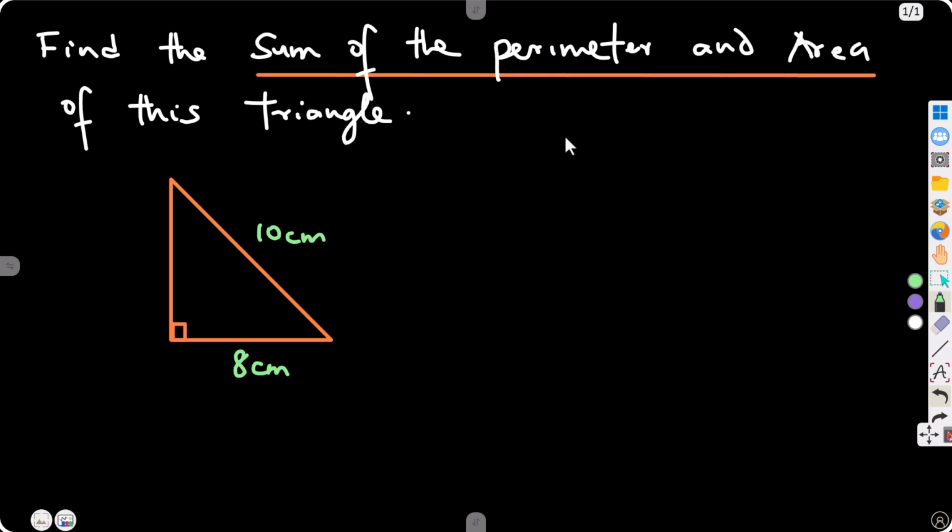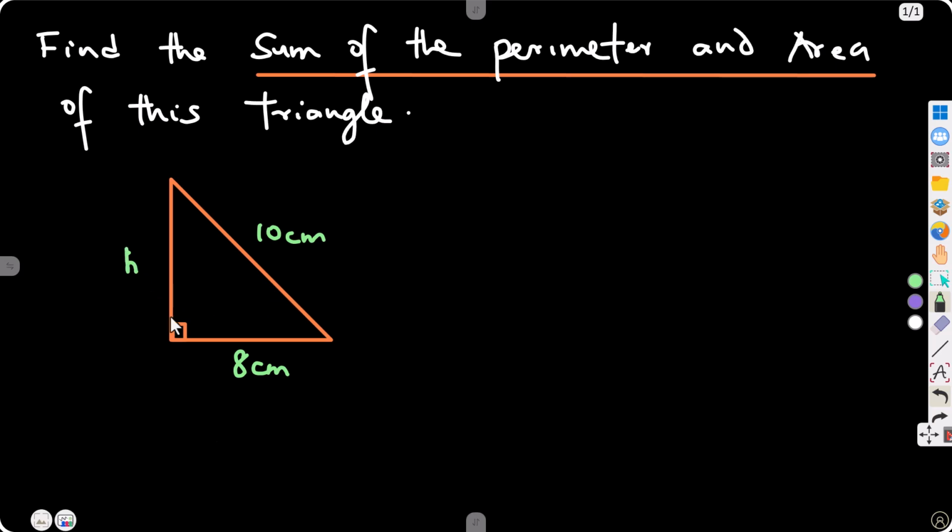Now, if you look at it carefully, you can't easily work out the area because you don't know the height. And of course you can't even find the perimeter because you still don't have the height. So we are going to do some manipulation here to work out the height. The best way to do that is, let's call the height here h.